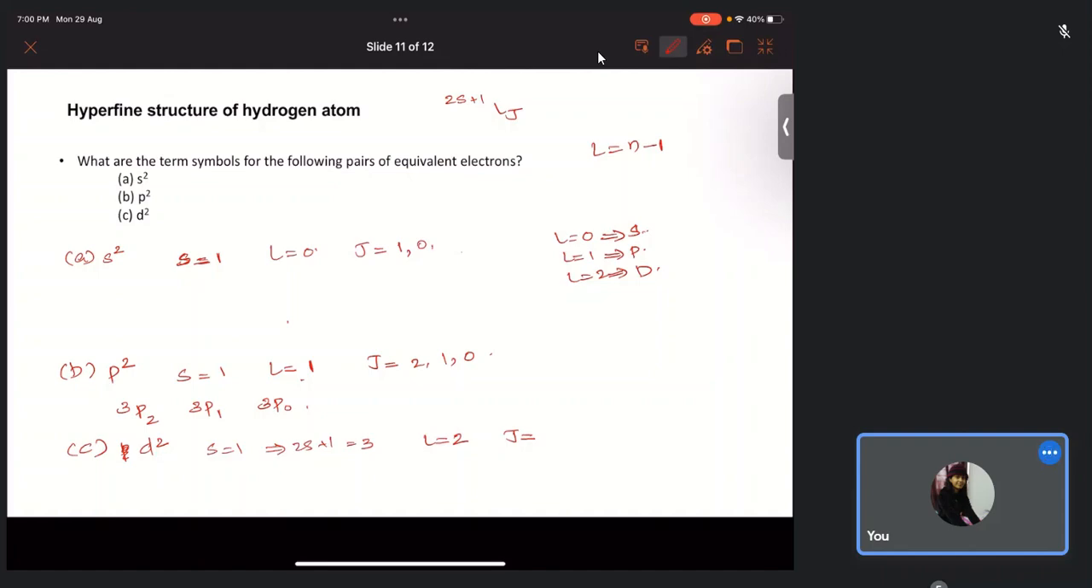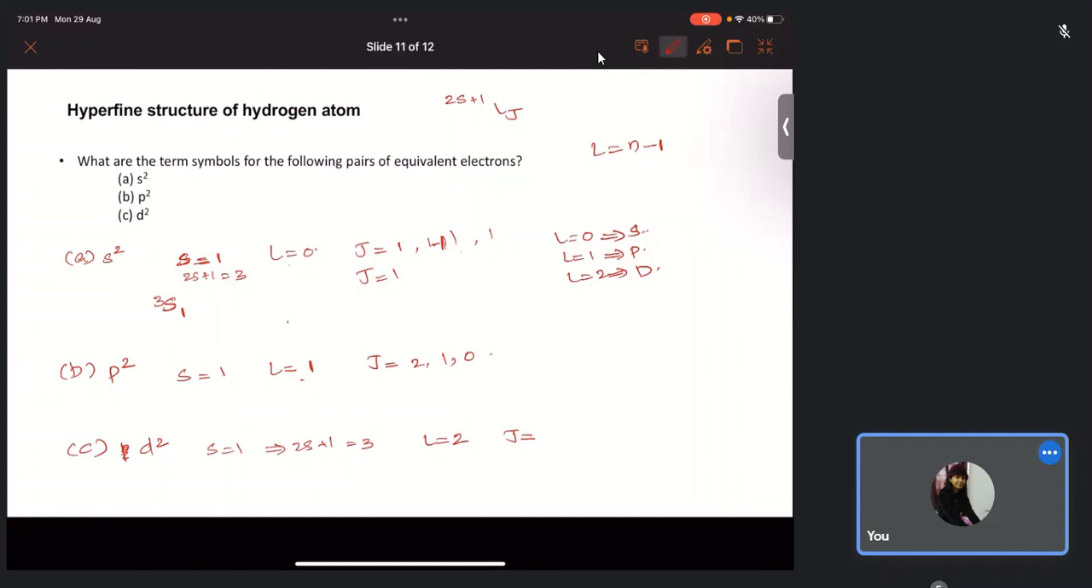Then the other one is 1, right? So I think L minus S is going to be minus 1, and the magnitude of L minus S is going to be 1 itself. So you can only have a J value of 1. So the term symbol associated with this, 2S plus 1 is 3, because L is equal to 0, then it is 3S1.